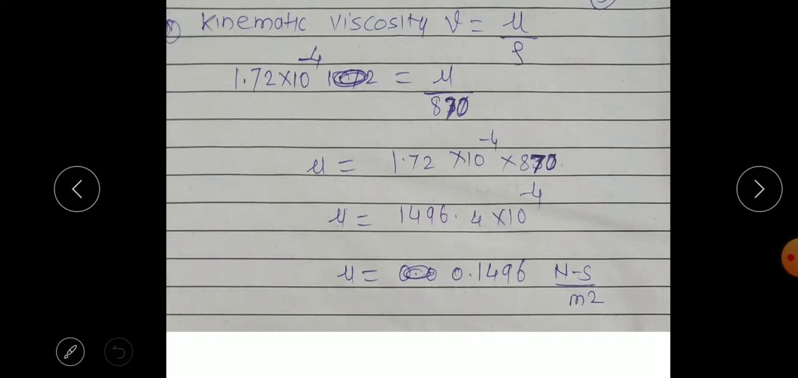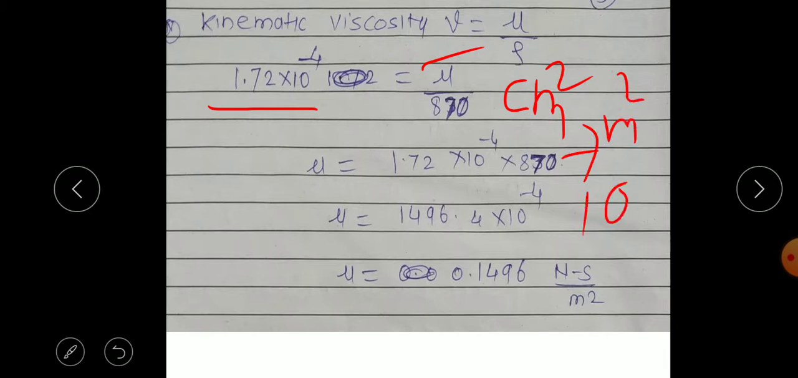Next we have given the kinematic viscosity as 1.72 centimeter square per second. So we have to convert centimeter square into meter square. That means we have to change it into meter square, so that will be 10 raised to minus 4. So we have given 1.72, so in meter square it will be 1.72 × 10^-4.